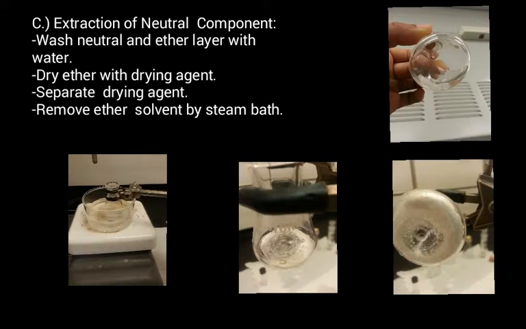The last step was to remove the ether solvent by steam bath. The student evaporated the ether basically by warming up the flask with water. When all of the ether was gone, all that was left was the solid neutral component, as you can see right here. Right there, solid neutral component after the steam bath. This was a good indication that we did have a neutral component in our unknown compound.